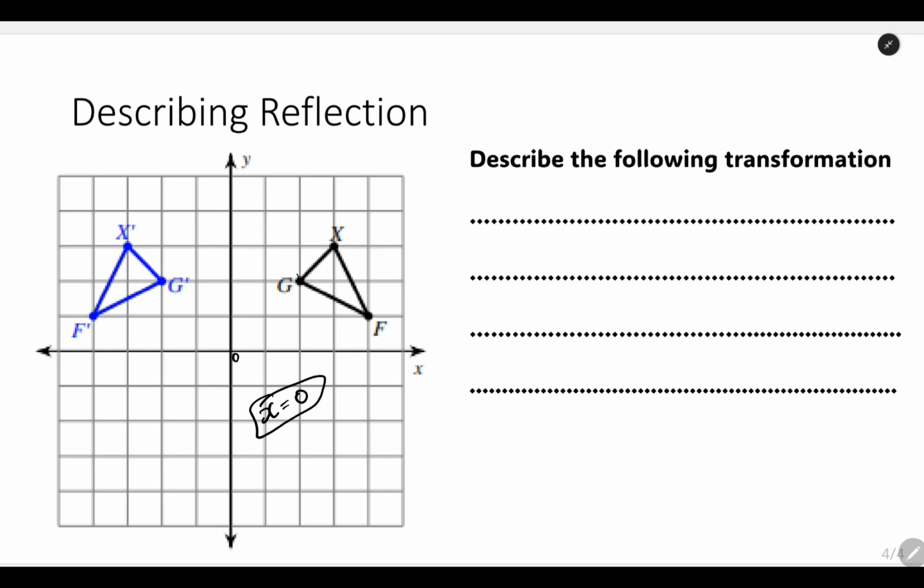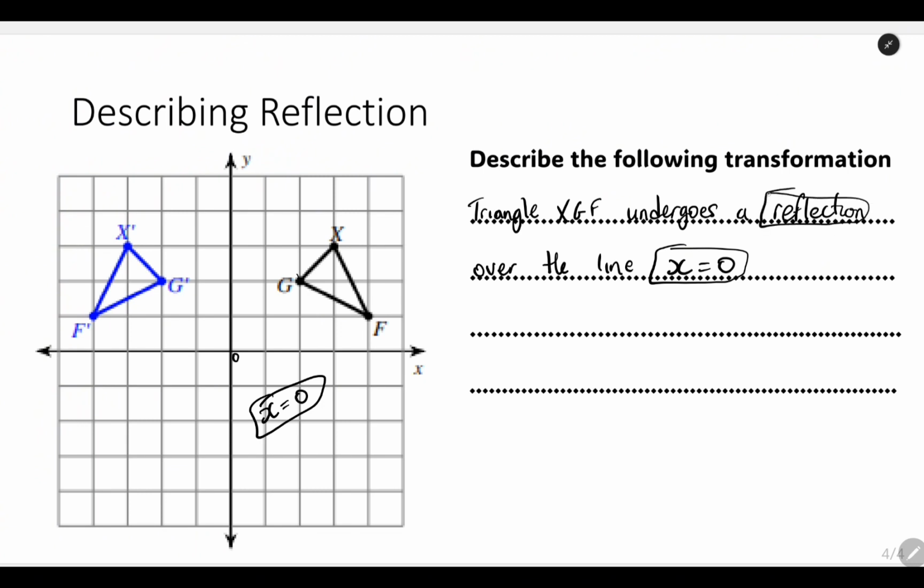So to describe this transformation, we can say triangle XGF undergoes a reflection over the line x equals 0. The important thing that we have to include is the reflection line and the type of transformation that happens. Those are the 2 important things that you must include to get your marks when you are describing reflection or any transformation.